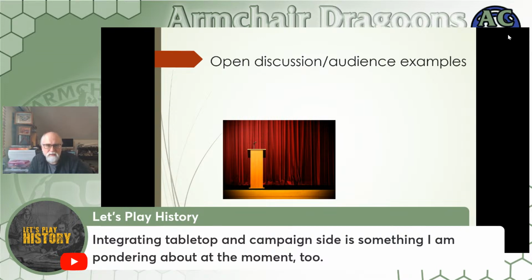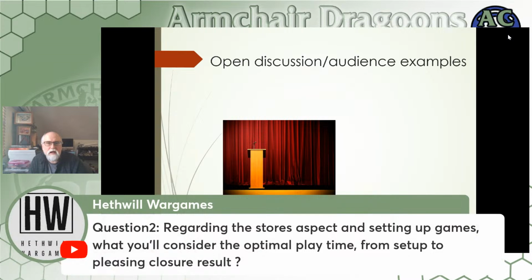And I know there was a second question there and I sort of missed that. There we go. Regarding stores, aspect, and setting up games. Oh, optimal playtime. Okay. So I usually have the space available from 6 to 9. The store officially closes at like 9:30, so I make it end about half an hour early. The games don't always run to 9, but sometimes they do because people show up around 6:30.